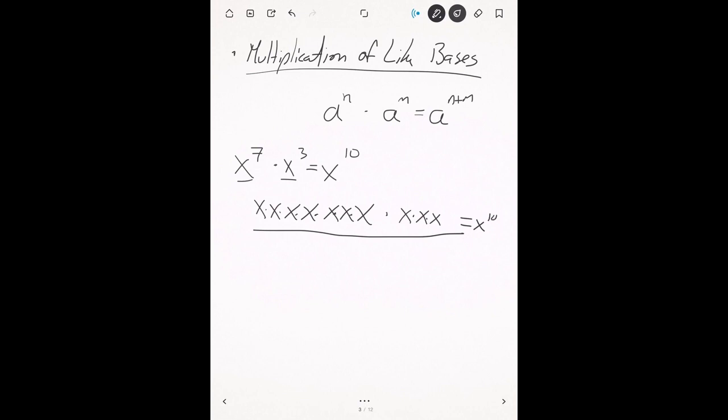So there's no difference between me saying multiply 7 x's and then 3 x's, or just multiply 10 x's, because that's how many I have. That's the idea with this, okay? So then if I look at the problem, x to the 4th times x to the 10th, that's a multiplication sign. This is going to be x to the 14th. And if I had, for example, 2 to the 3rd times 2 to the 14th, that is going to be 2 to the 17th.